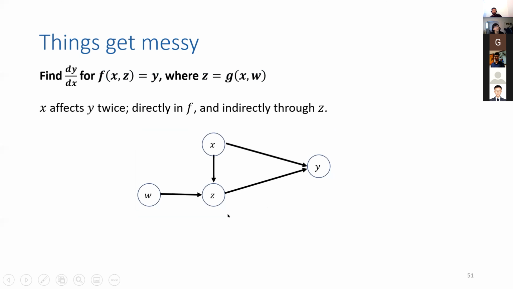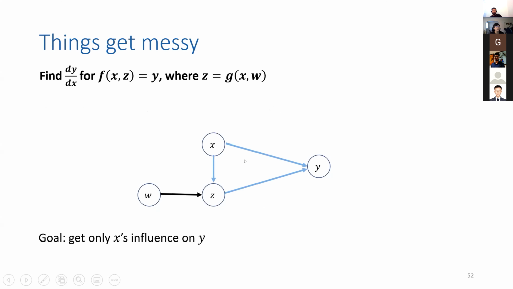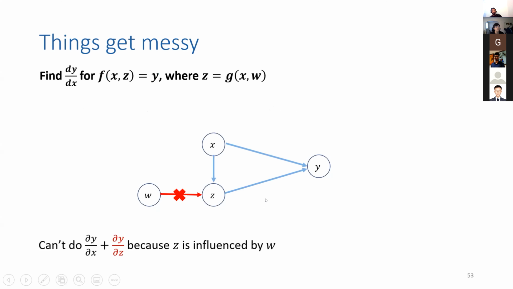But yeah, what we're trying to do is isolate x's influence on y. And you notice that x actually influences y in two different ways. It influences y through this path over here, but it also influences z, which influences y. And so there's the second path over here that we need to account for in order to fully isolate x's influence on y.